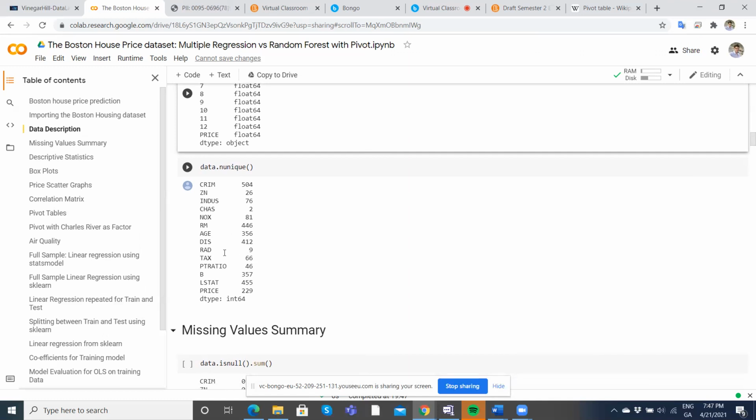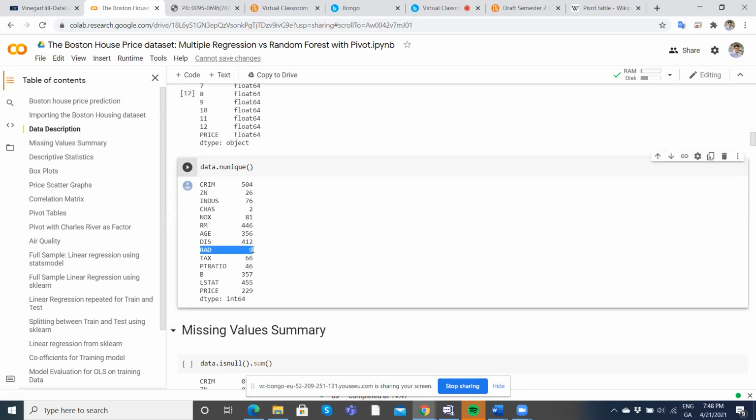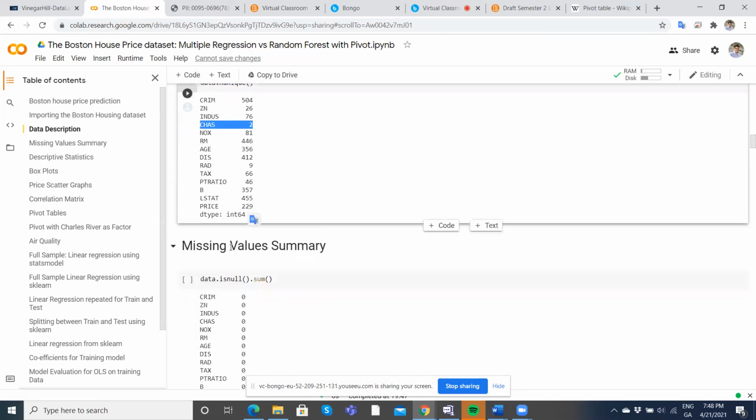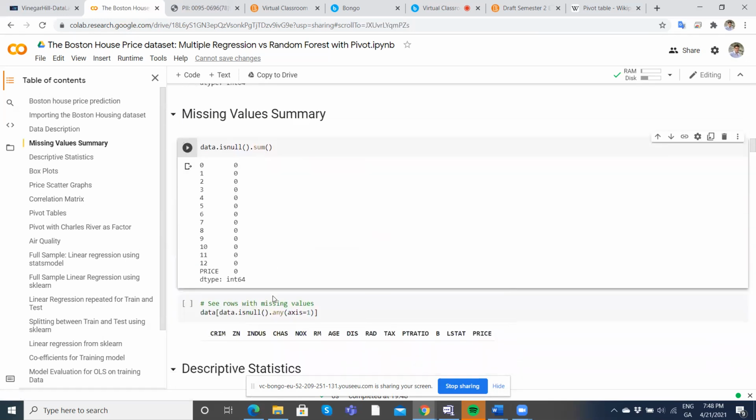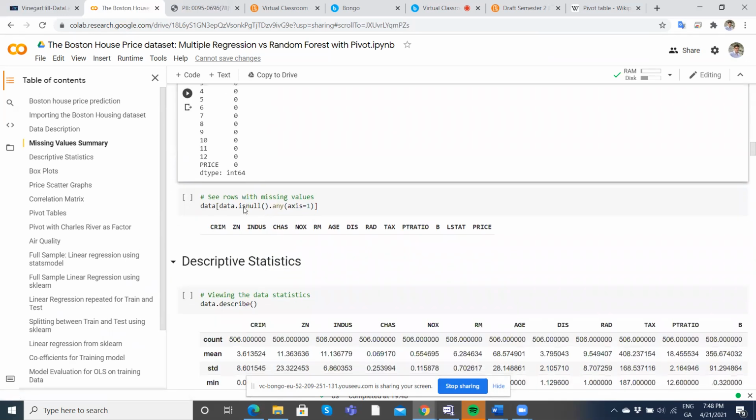If we want to create categories, we could have 9 categories. That'd be doable. We could have 2 categories. You either live close to the Charles River or not. But it's difficult to extract much meaning out of 446 separate values or 356 separate ages, right? So if we're going to create categories, it's probably restricted to RAD and to the Charles River, right? And we can check to see if there are any missing values, and there's not. It's sort of a pristine data set.